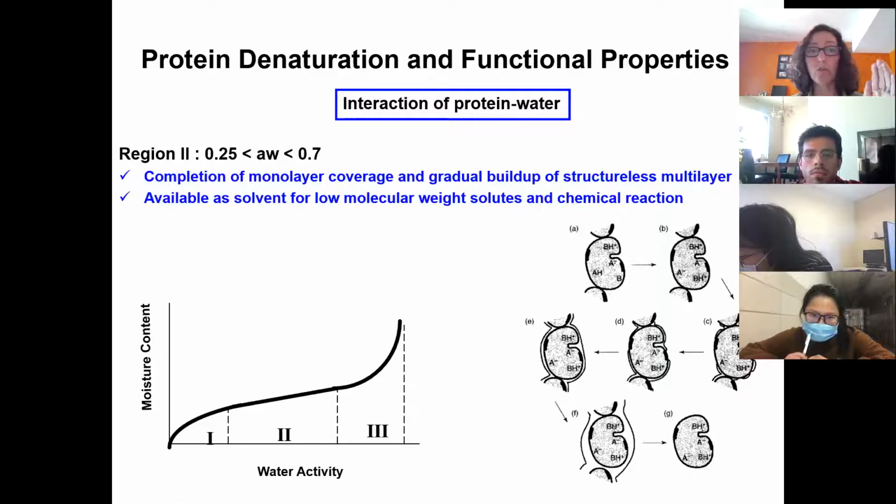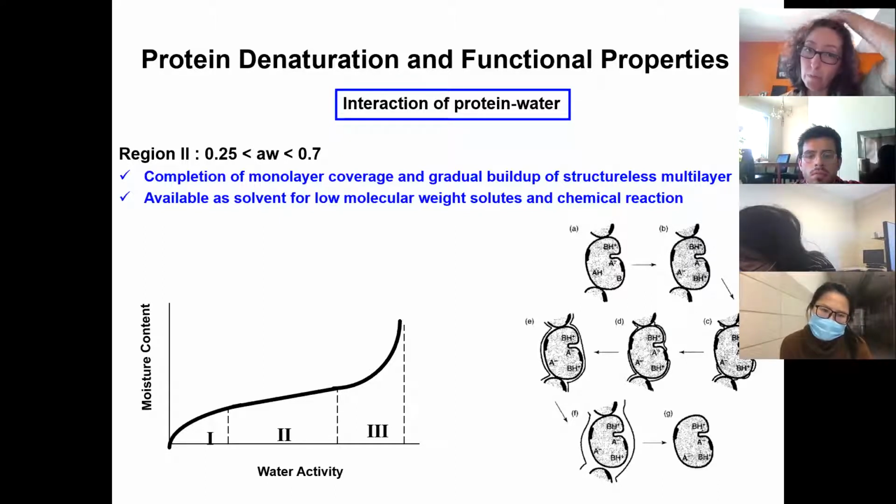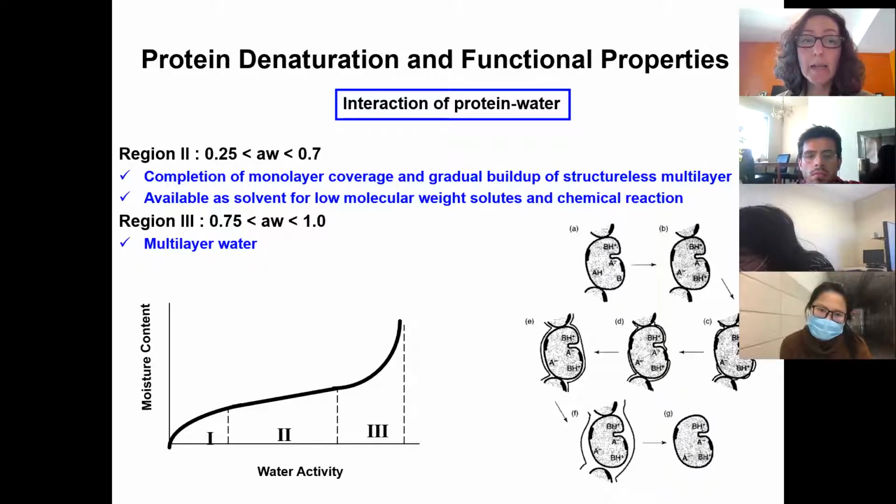Region 2 is the completion of the monolayer and the start of building multi-layer water. It's the beginning of adding multi-layer water around the protein. That multi-layer water will be available for dissolving solutes if you have salts or sugars, and also for chemical reactions. Anything above that is more multi-layer water, more free water, basically free-flowing water available for reactions as well.